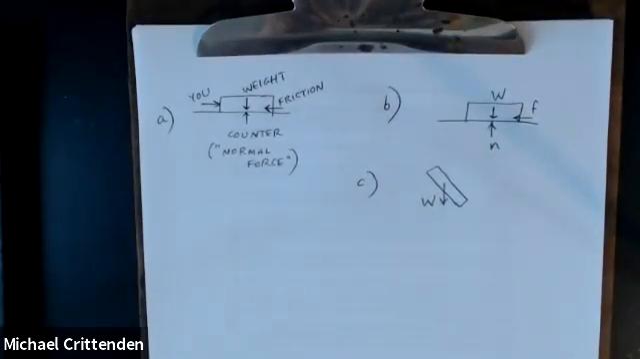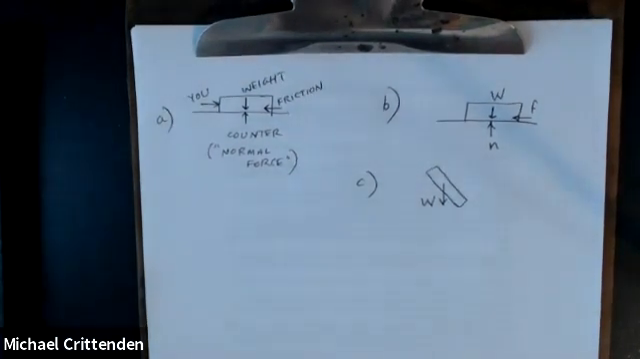Gravity pulling downward. It's a freely falling object. Okay, so that's the kind of thought process that you need to go through drawing these free body diagrams. Next question.